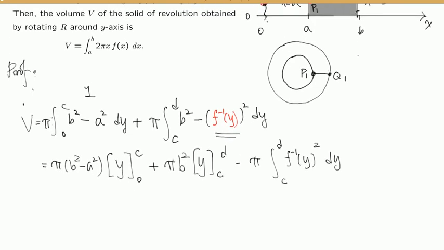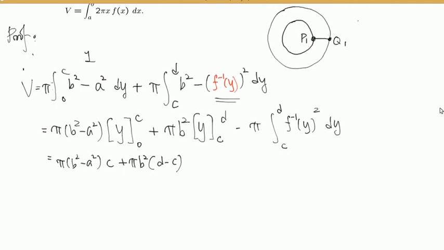Fair enough? Let's simplify this one. It's pi times b squared minus a squared, and what is this one? C minus 0. How about this one in here? Plus pi b squared times d minus c. Is that right? So is there some cancellation? B squared c? Do they cancel?